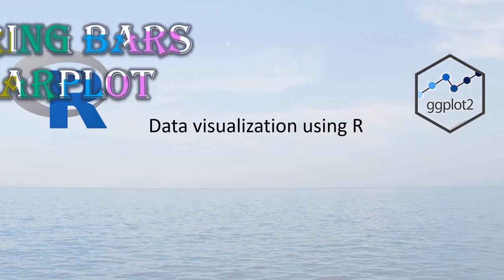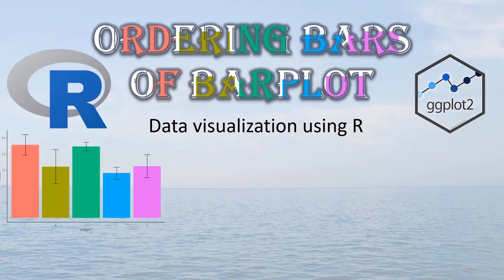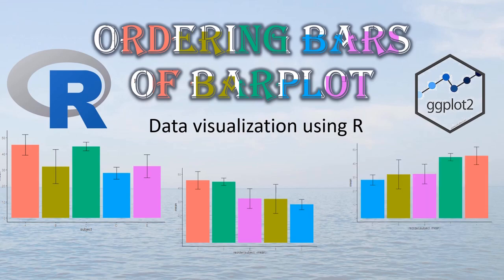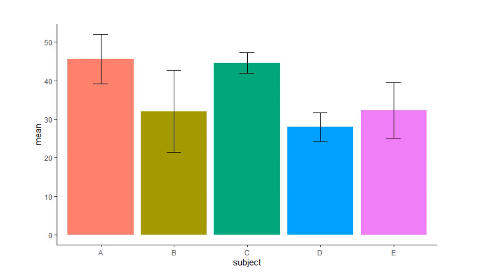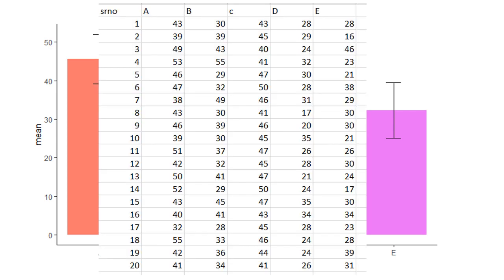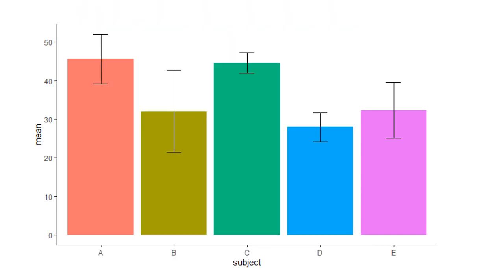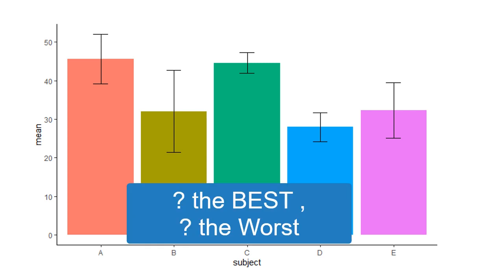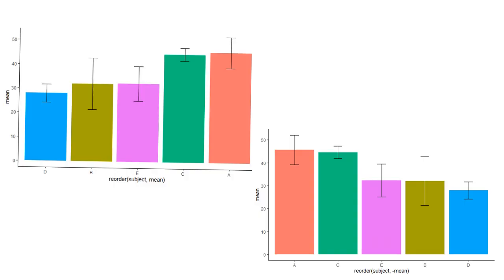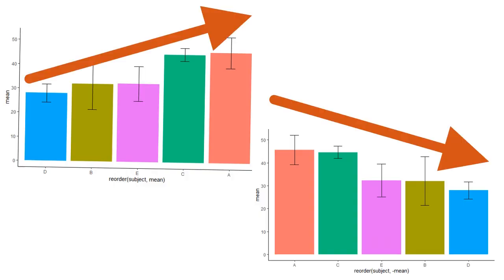In this video, we will learn how to order bars of bar plot in descending or ascending order. Bar plot is used to compare different categories based on their numeric values. Here, in this example, we want to compare performance of students of a class in 5 different subjects. But if the bars are not ordered as per their numeric values, it becomes difficult to understand which category is the best or which is the worst. Ordering in ascending or descending order makes it easy to know this.